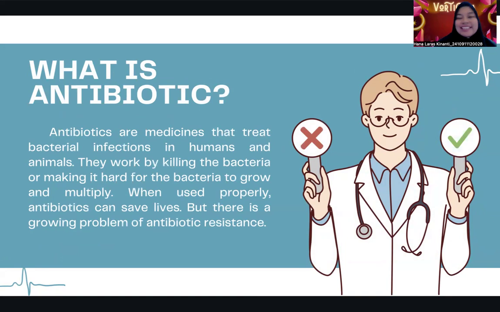Okay, what is an antibiotic? An antibiotic is a type of medication designed to fight infections caused by bacteria. They work by either killing the bacteria outright or inhibiting their growth, allowing our immune systems to eliminate the infection. The term antibiotic comes from the Greek word anti, meaning against, and bios, meaning life. It refers to their role in combating harmful bacterial life forms. Antibiotics do not work against viruses, fungi, or parasites.